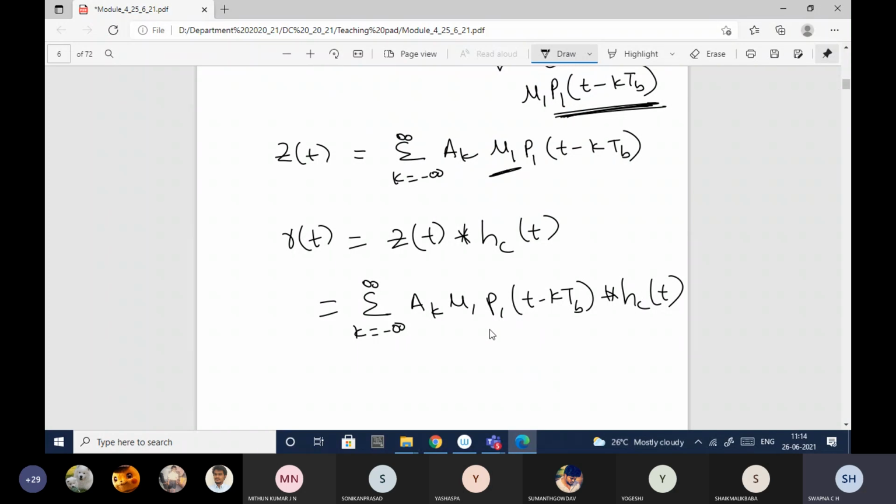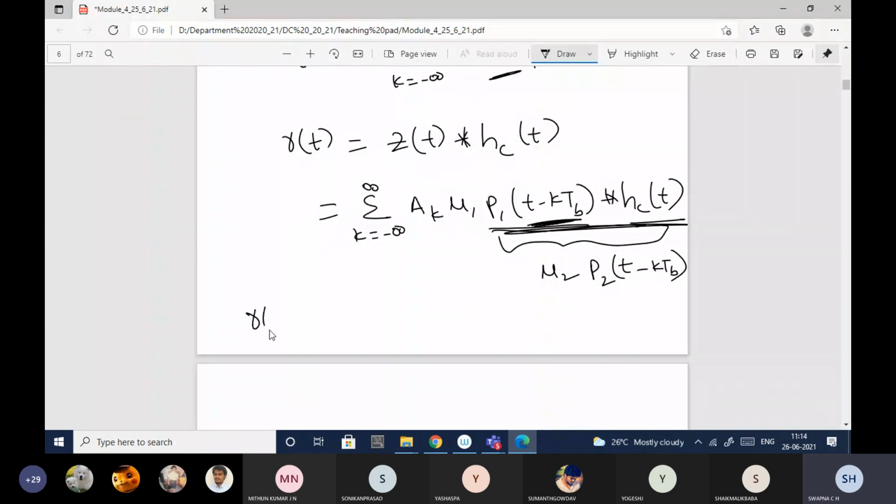Again, if you observe, this signal is getting convolved with this h_c of t. So again this will lead to some scaling factor, and I may get some function p_2 of t. But since it is a shifted version, this signal will also be a shifted version. So instead of this entire thing, I'll be able to write mu_2 p_2 of t minus kT_b. So now r of t will be nothing but, see again, p_2 of t is the name given by me.